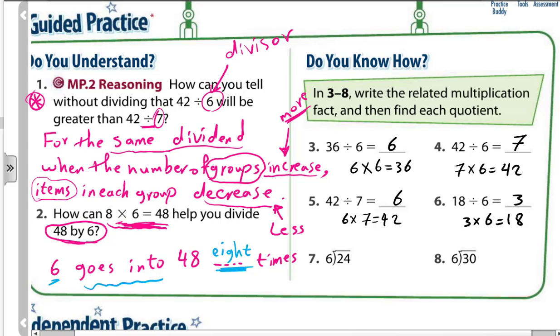And Mu'adh, go ahead. Question 7. 24 divided by 6 equals 4. Why? Because 6 multiplied by 4 equals 24. Excellent. Thank you.